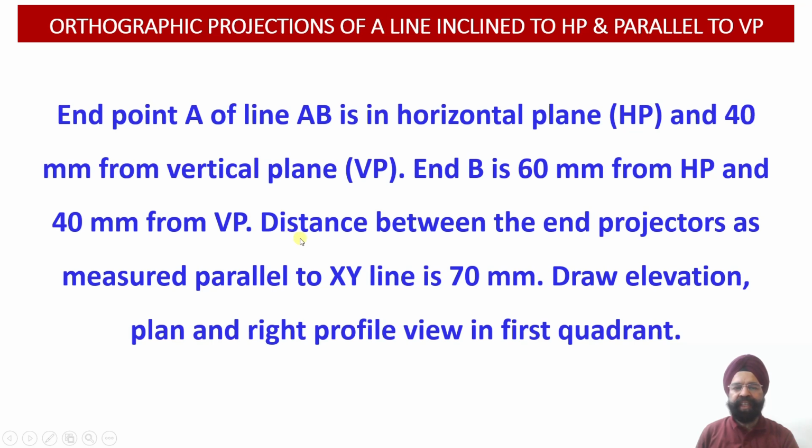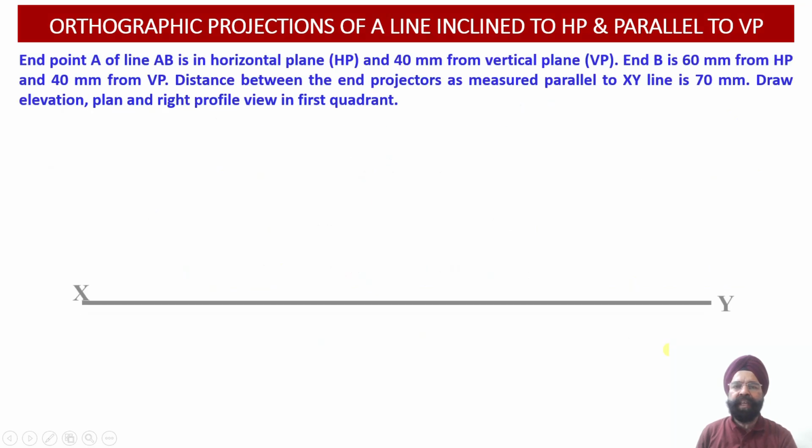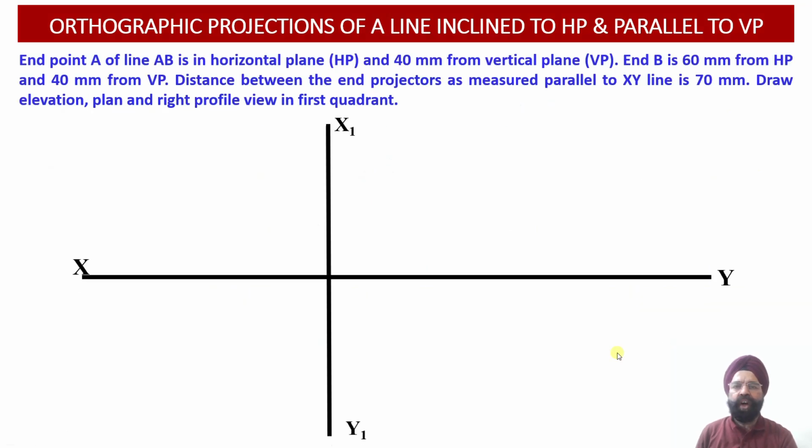Further, it is mentioned that the distance between the end projectors, as measured parallel to the XY reference line, happens to be 70 millimeter. So we are required to draw the front view, the top view and the right hand side view orthographic projections of this particular line AB, assuming the line to be located in the first quadrant. So let us proceed with the construction of the orthographic projections of this line.